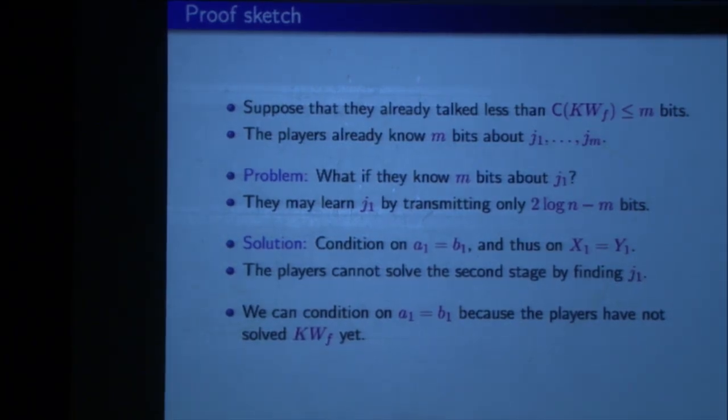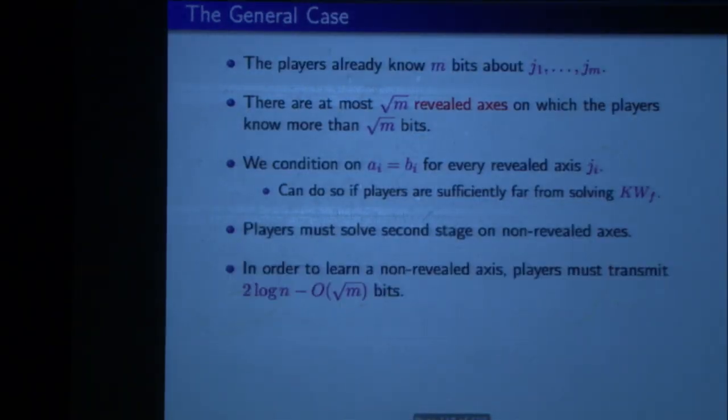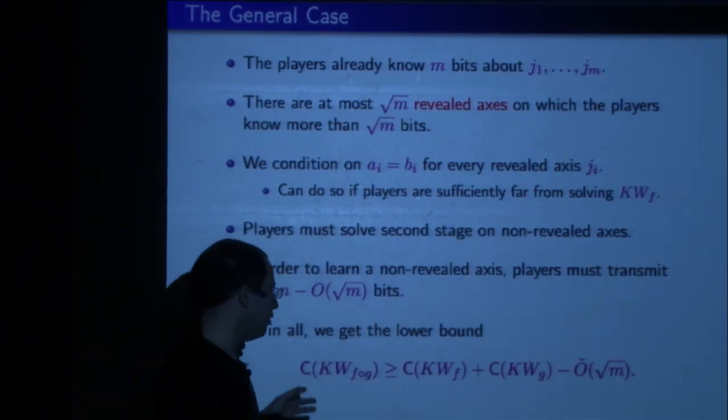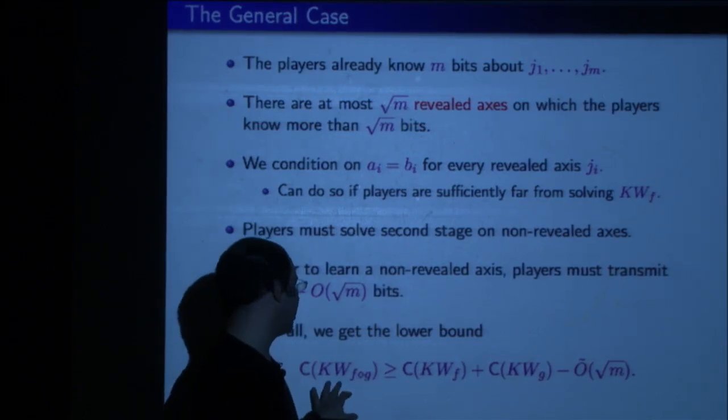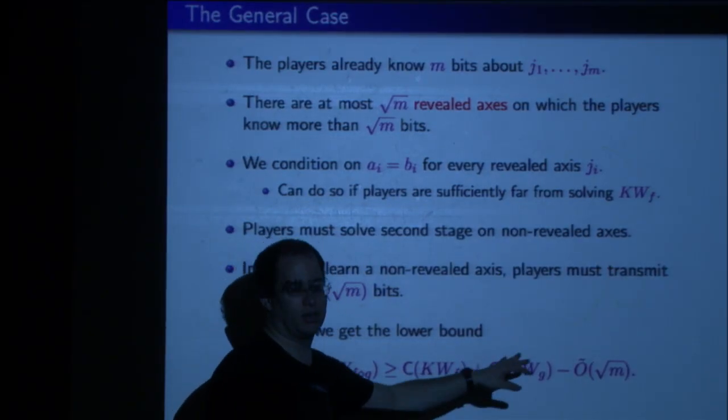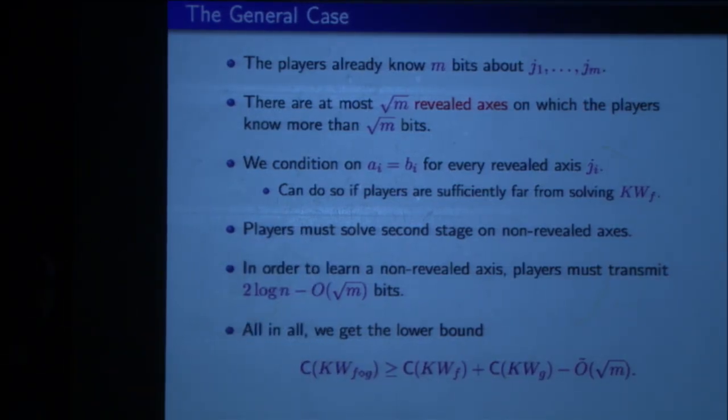And then you can say something simple: if they spend less than m minus k, then there are at least k options. Yeah, exactly, because otherwise they could solve the entire thing. Exactly, that's the argument. Okay. So after all this argument, we eventually get the lower bound that the complexity of the composition is at least the sum of the complexities minus square root m.